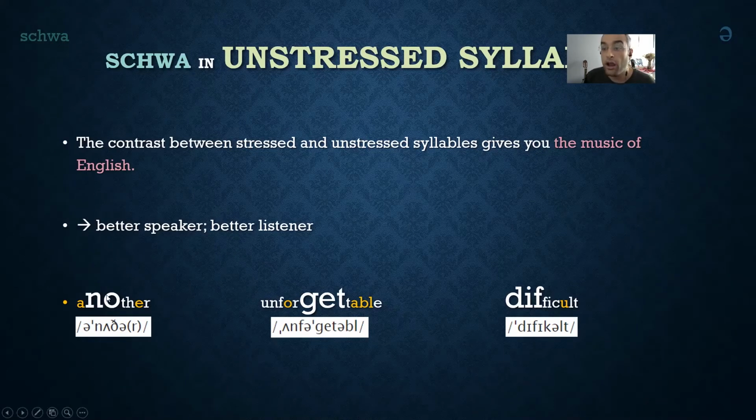Let's go slow-mo. Another. Okay, I start with a schwa, I finish with a schwa. If you speak with a British accent, it would be like another. Okay? This one right here, not for, okay? It's not forget, it's forget. British would be forget, right?